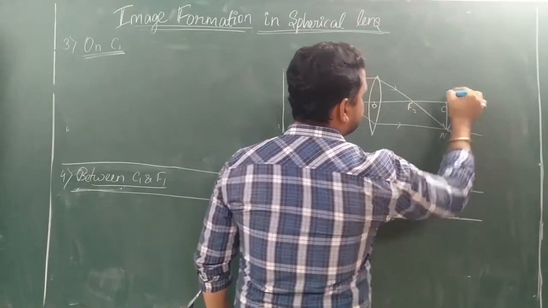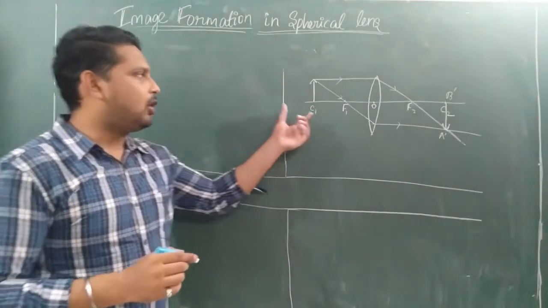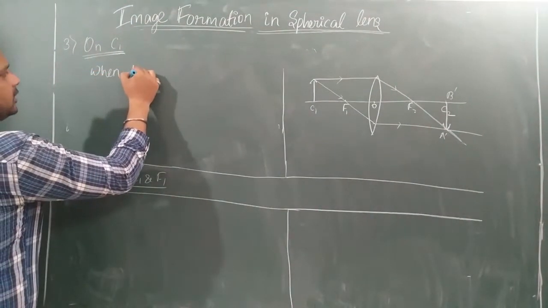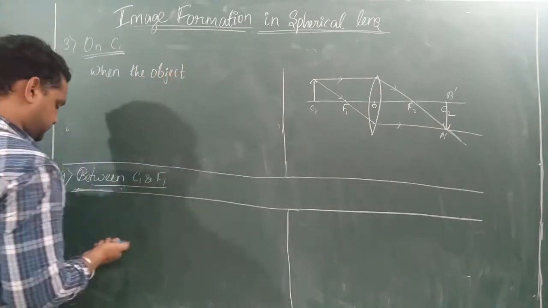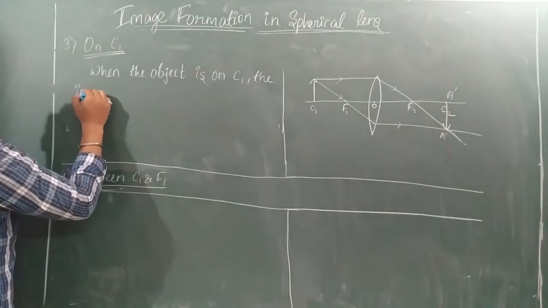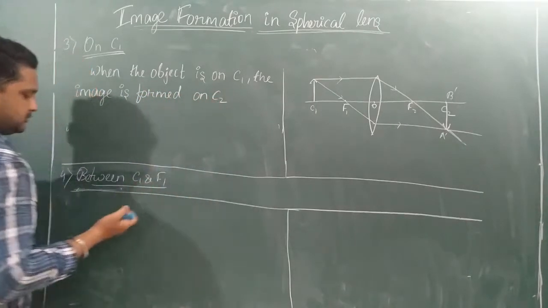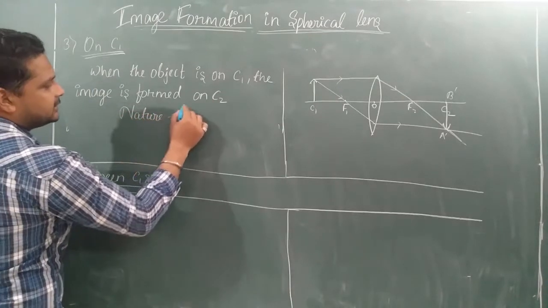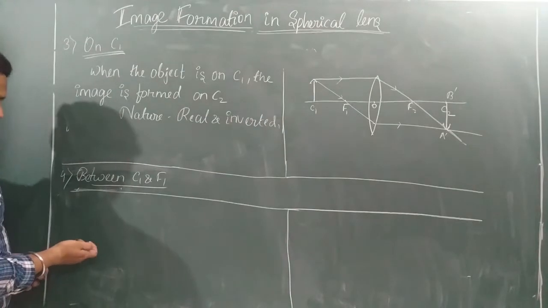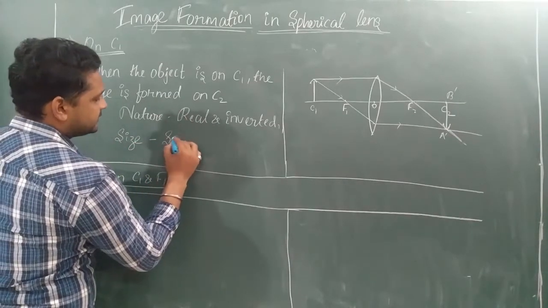Understand? So in this case, what you can conclude is that when the object is on C1, the image is formed on C2. Nature, as you can see, is real and inverted. Size, you can see it is the same size.